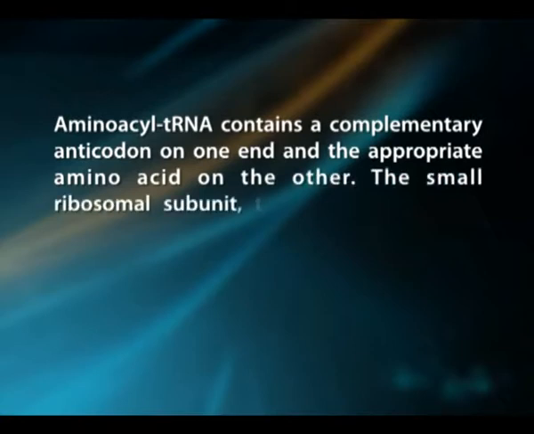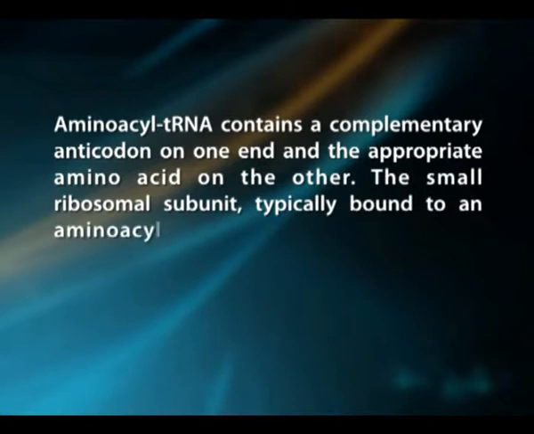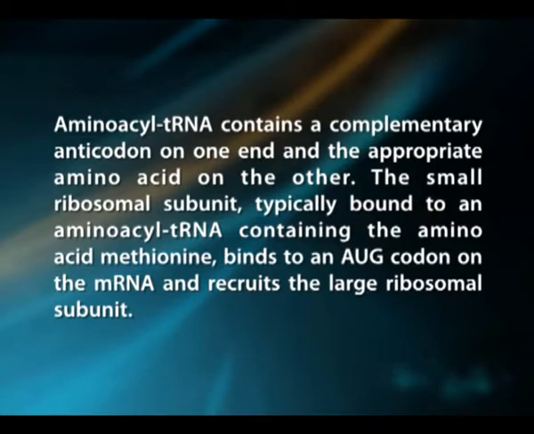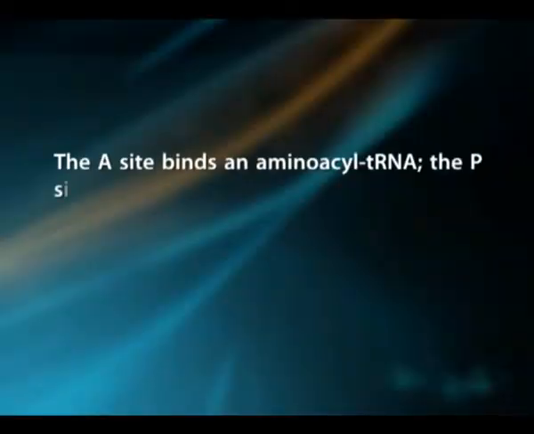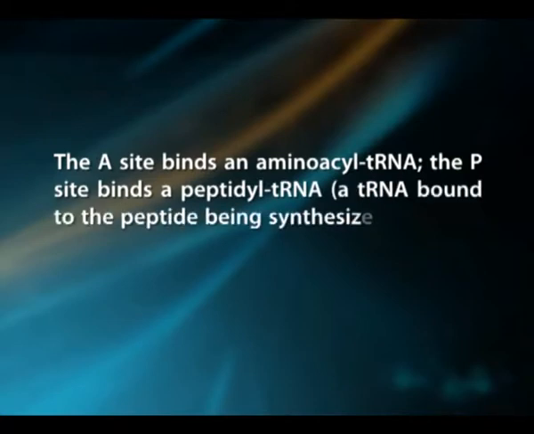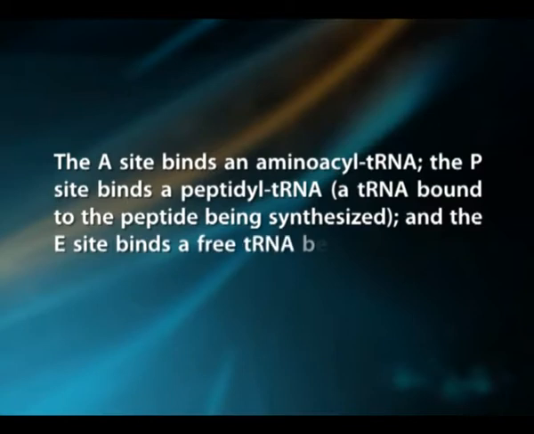The small ribosomal subunit, typically bound to an aminoacyl tRNA containing the amino acid methionine, binds to an AUG codon on the mRNA and recruits the large ribosomal subunit. The ribosome contains 3 RNA binding sites designated A, P and E. The A site binds an aminoacyl tRNA, the P site binds a peptidyl tRNA and the E site binds a free tRNA before it exits the ribosome.